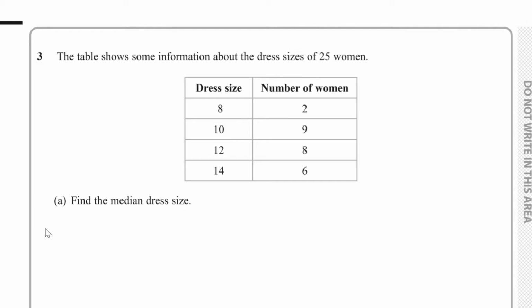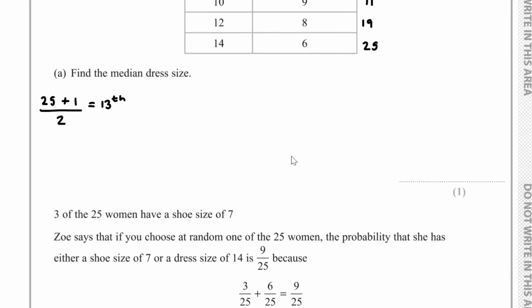Of course, we would have to do 25 plus 1 divided by 2. It turns out we get 13, so the 13th value would correspond to the median. Now the next question is, what is the 13th value? Well, if we create a cumulative frequency column, we begin with the 2, 2 plus 9, that's 11, 11 plus 8, that's 19, 19 plus 6, that's 25. So you can see that the 13th value will lie over here, which corresponds to a dress size of 12.